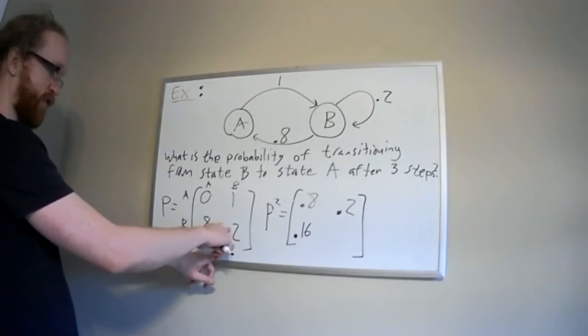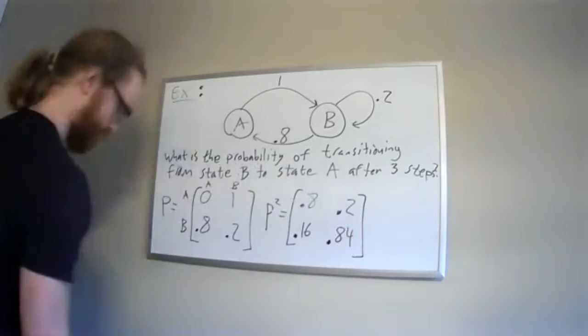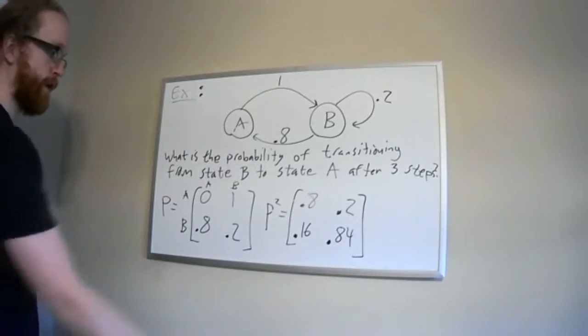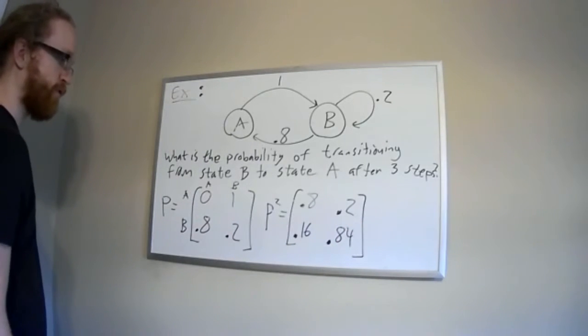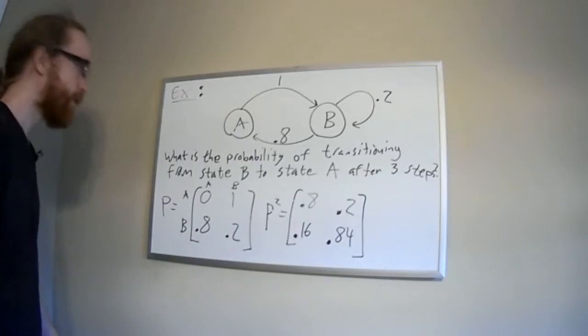0.8 plus 0.04, so 0.84. So there we go. Again, these add up to 1 also, so it looks like we're good. Here's our square of P, this matrix here.